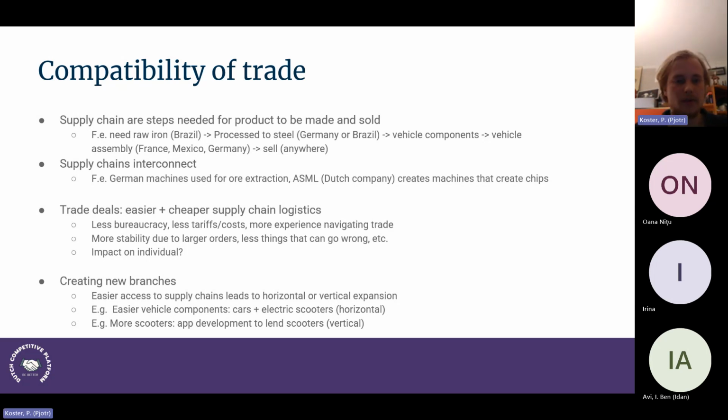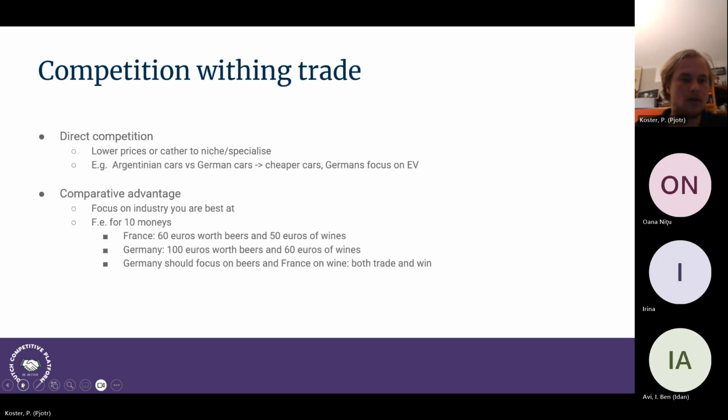So yeah, that's the compatibility of trade. I feel most of this is intuitive, but it's often important to have a great level of detail in how this works. Because if you do, then you're able to expand the scope, and you can also be more specific with your impacts.